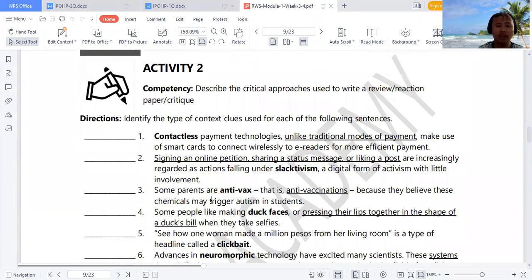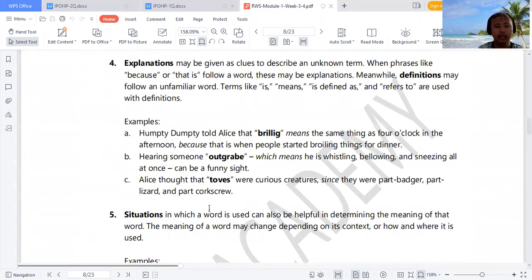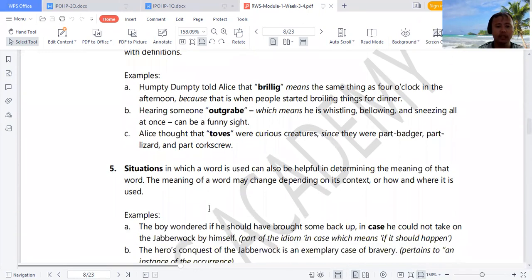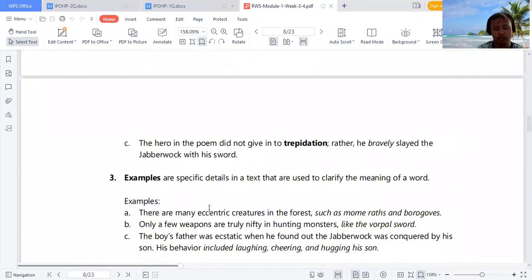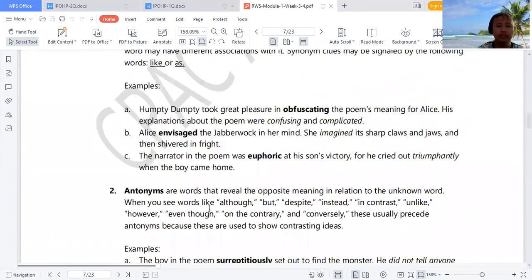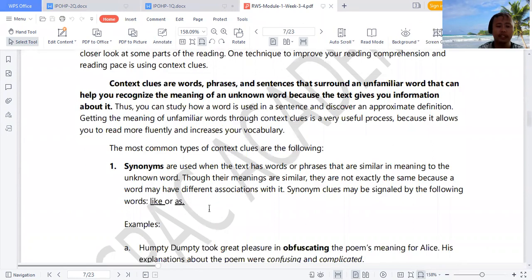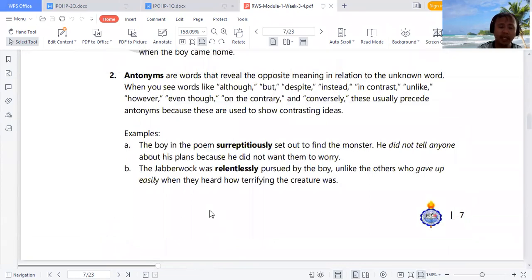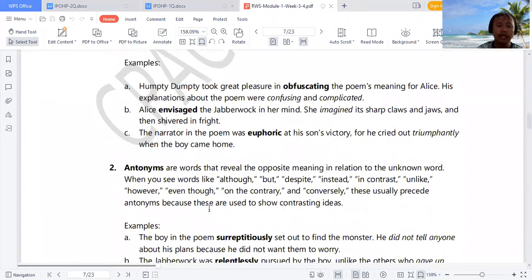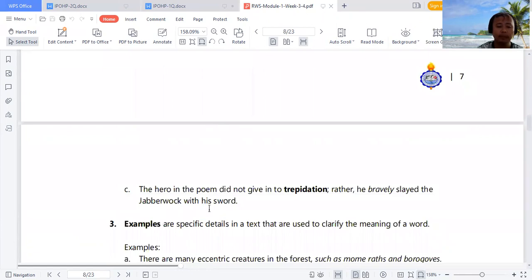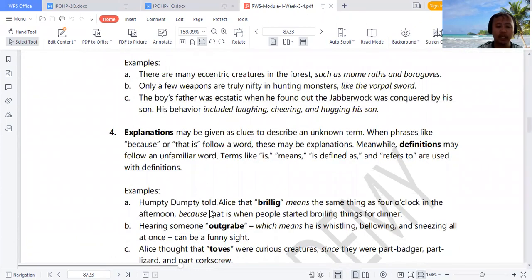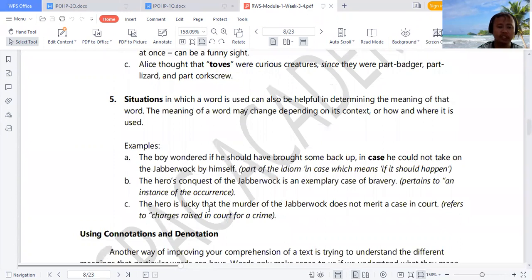So what are the types of context clues, class? Let's go back. We have number 1, situations, explanations. What else? Examples, antonyms, synonyms. So these are the most common types of context clues. Meaning your answer could be synonyms, antonyms, examples, explanations, or situations. This could be your answers.